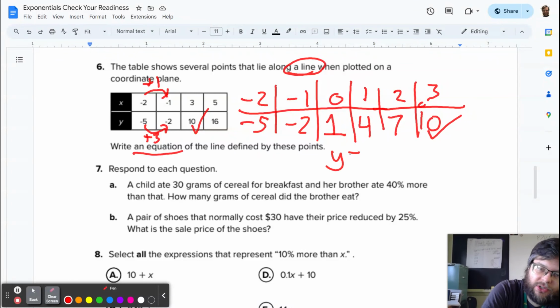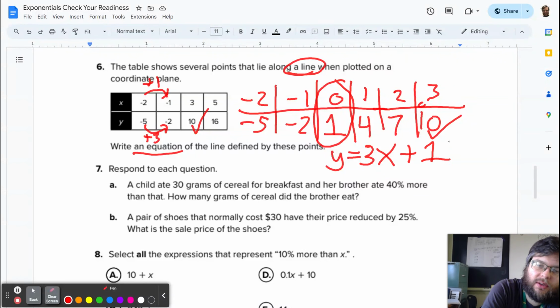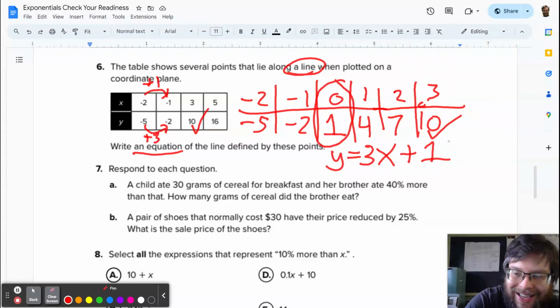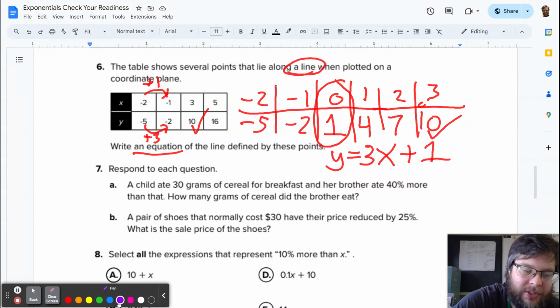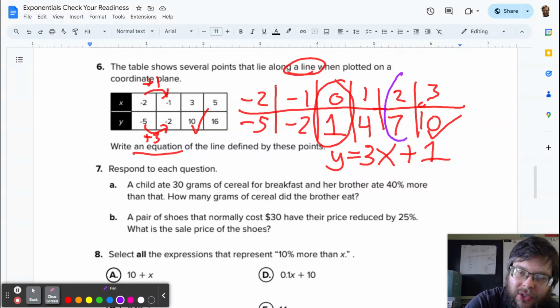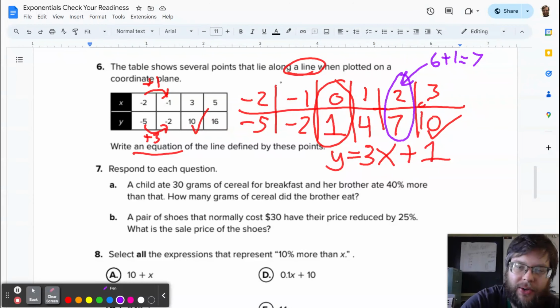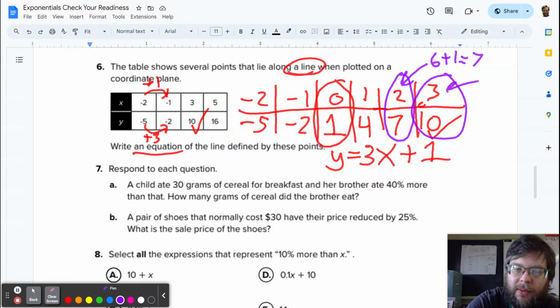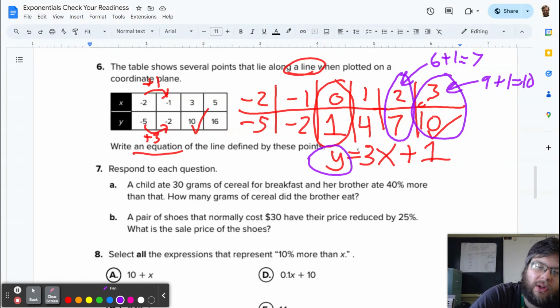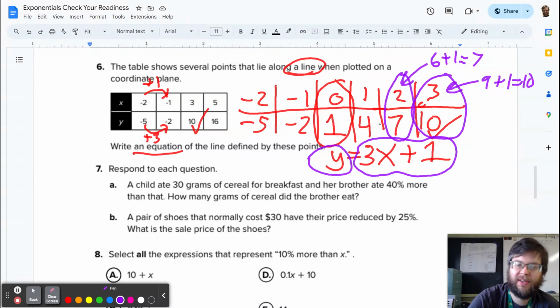And the equation here shows the two things that I noticed. That I go up 3 every time. And if you look right here in the middle, when x is equal to 0, I need to get an answer of 1. If you double check, any of these xy numbers fits the equation. Meaning, if I look at 2 and 7, for example, 3 times 2 makes 6, plus 1 makes 7. If I look over here, 3 times 3 makes 9, plus 1 makes 10. The y value is always 3 times the x value, plus 1.